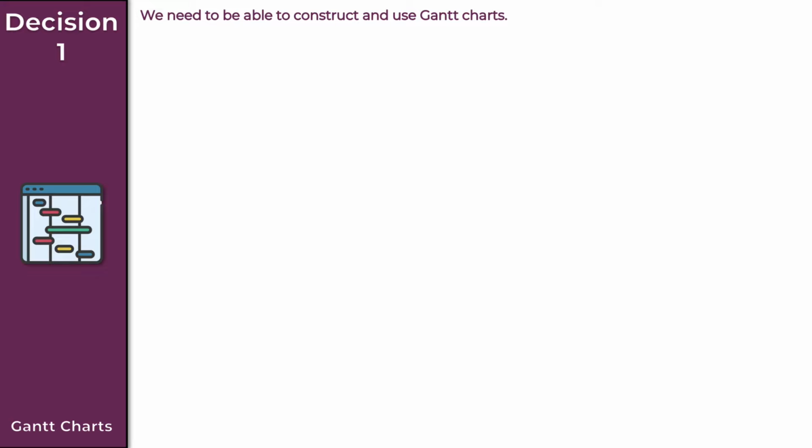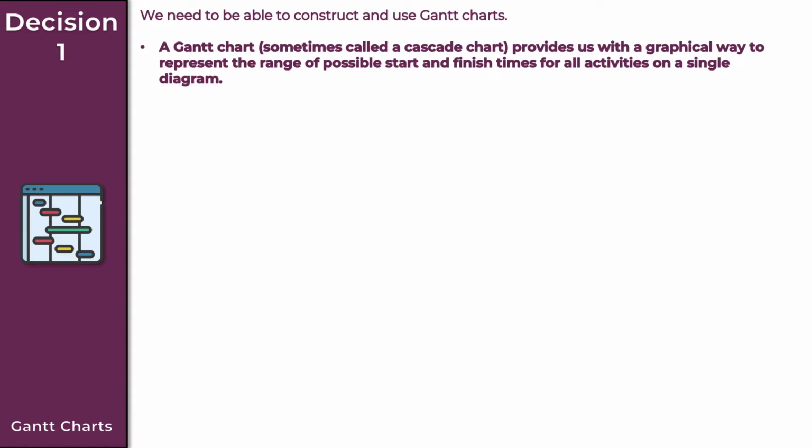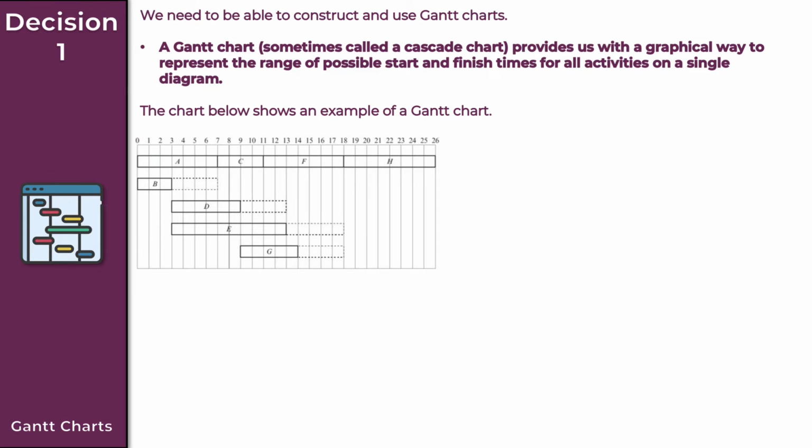In this video here, we're going to take a look at Gantt charts. Now we need to be able to construct and use Gantt charts. So a Gantt chart, which is also sometimes called a cascade chart, provides us with a graphical way to represent the range of possible start and finish times for all activities on a single diagram. And the chart below shows an example of a Gantt chart.